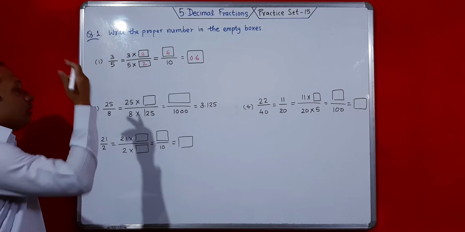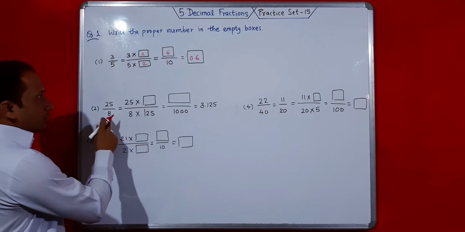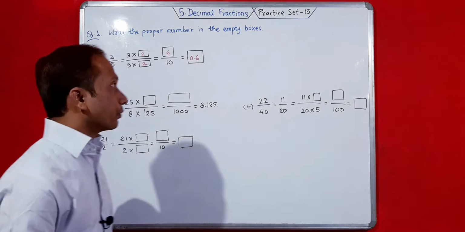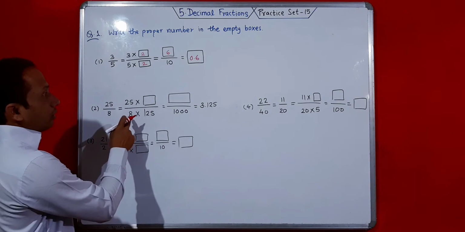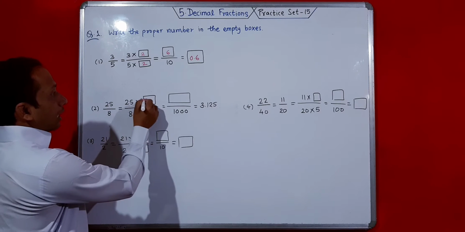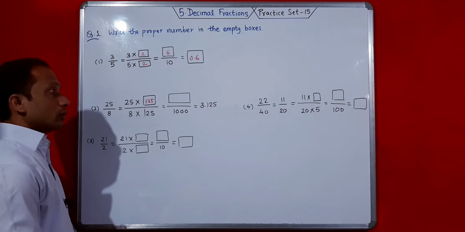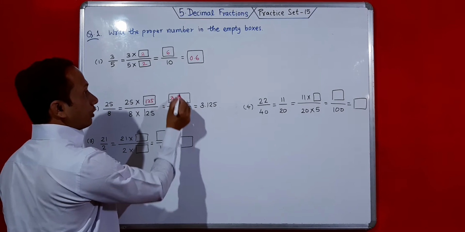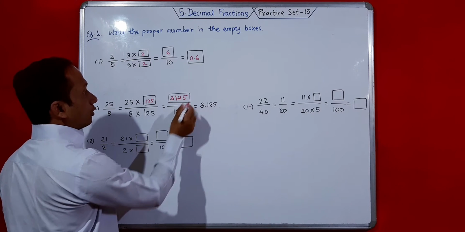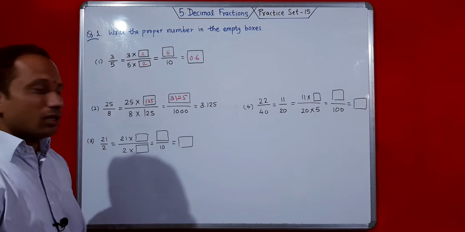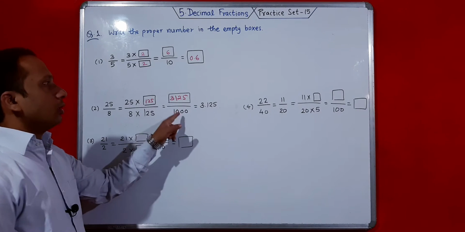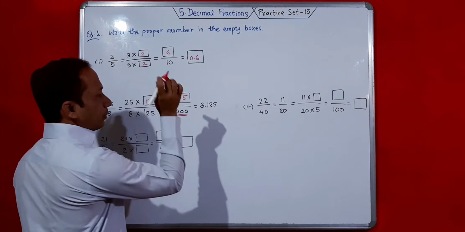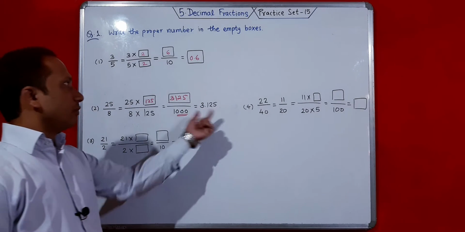Now 25 by 8. I just have to convert this denominator into 10, 100, 1000 or 10,000. So let me write 25/8 into 125. Here also I have to write 125. If I multiply these, I will get 1000. Obviously this numerator will be 3125, the multiplication of these two numbers. This is the decimal fraction. With 1000 I have 3 zeros, so 1, 2, 3 and place the point. So you will get the decimal fraction of the given number.